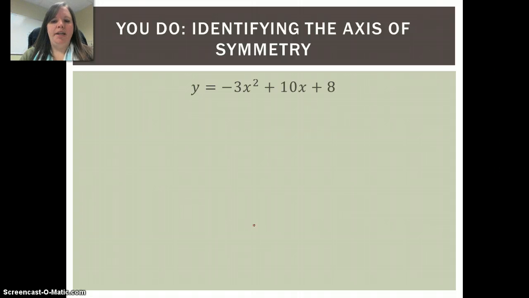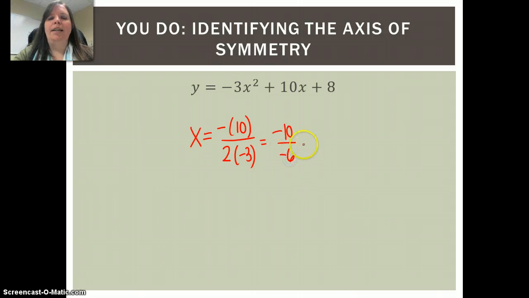So why don't you take a try on this one? So the axis of symmetry is negative the b value over 2 times the a value, negative 10 over negative 6, a negative divided by a negative is positive, 10 over 6, and then simplify that fraction, so 5/3. So our equation for our axis of symmetry is x equals 5/3, or you could put 1 2/3 if you would like.